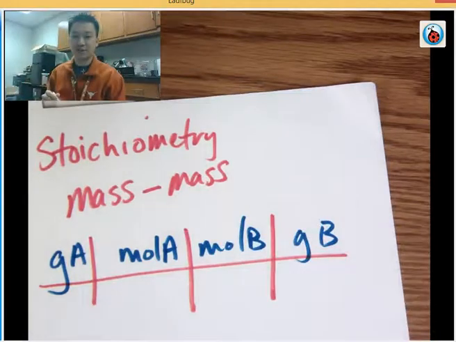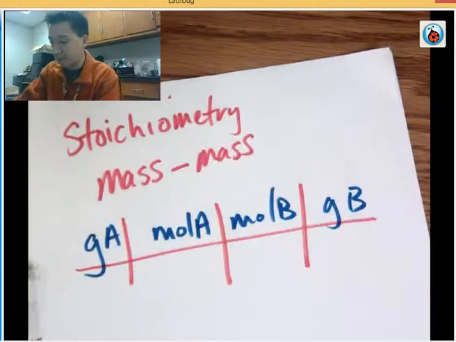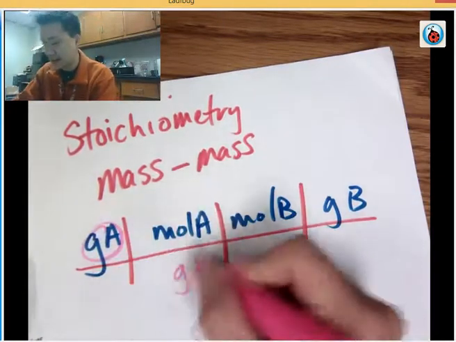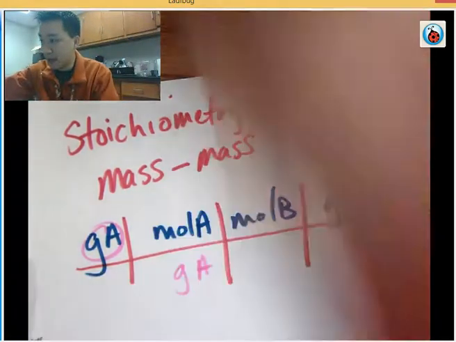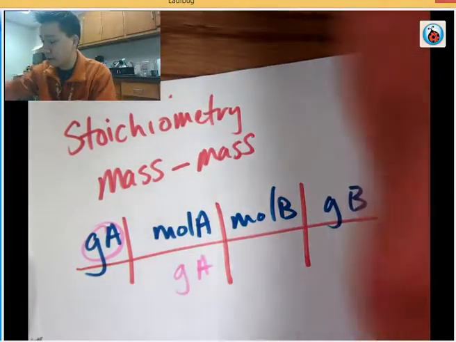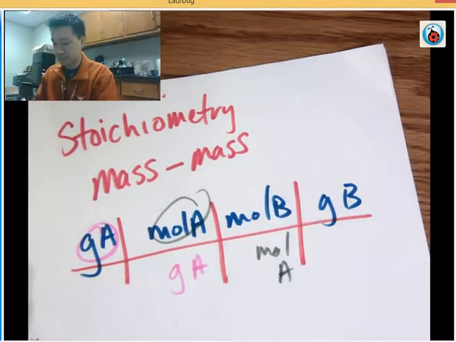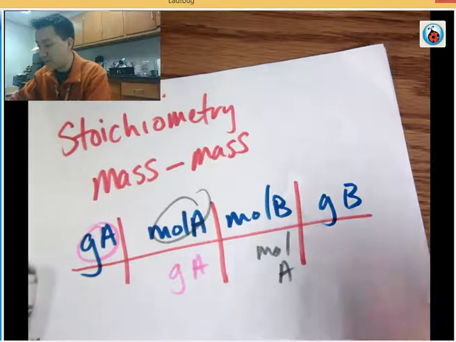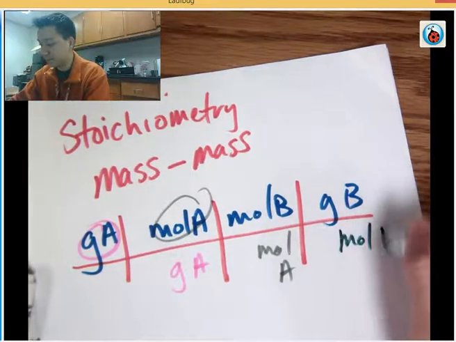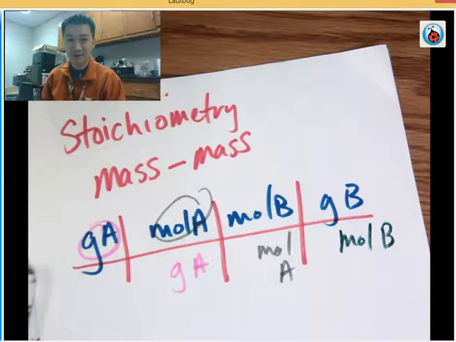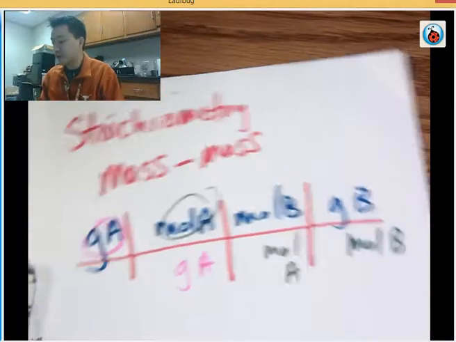If that's your grid, remember we copy this grams of A down here, and then we copy mole of A down here, and then we copy mole of B down here. Cool, huh?